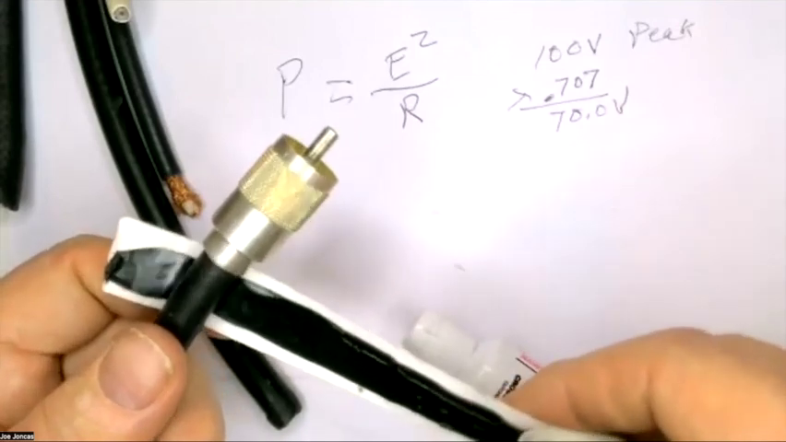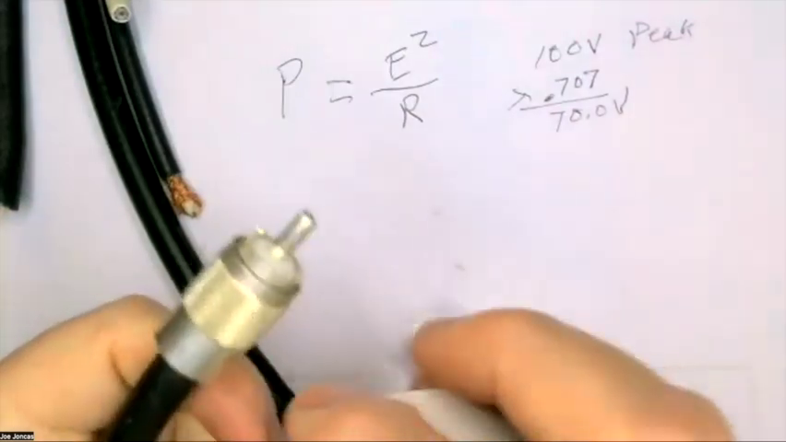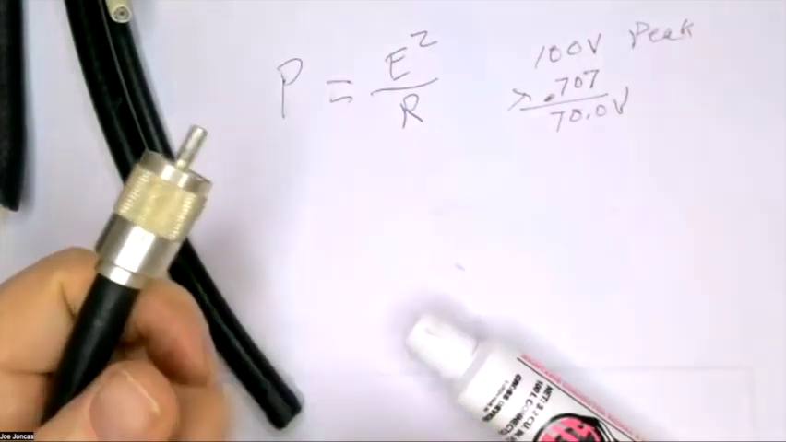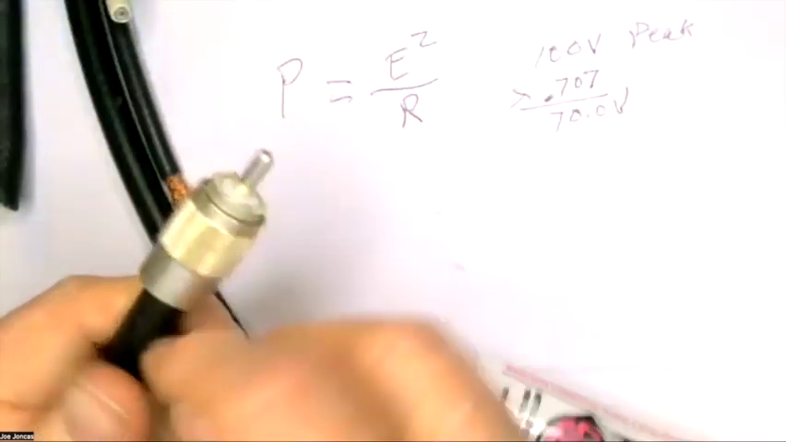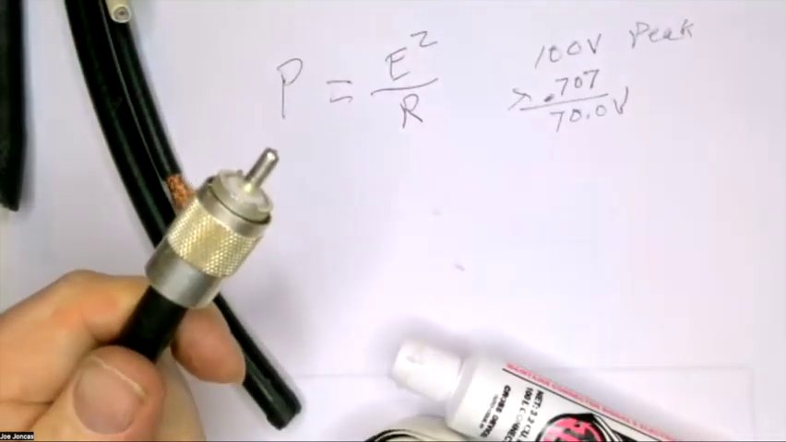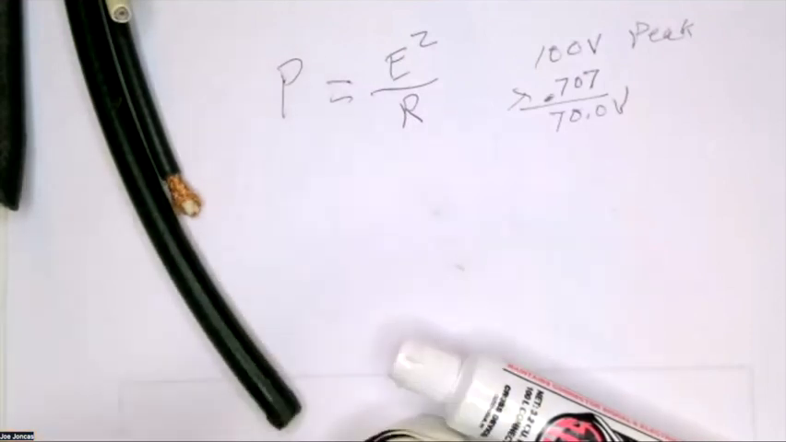I personally use shrink tubing, which you can get with glue inside. When you heat it, the glue melts, and when it seals, it fills the whole area here with glue. And that really keeps the water out. I used to do that on boats all the time.